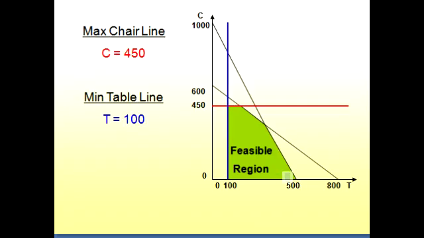Okay, now we're down to adding the maximum number of chairs, which is a parallel line to the t-axis or the x-axis, as the case may be.